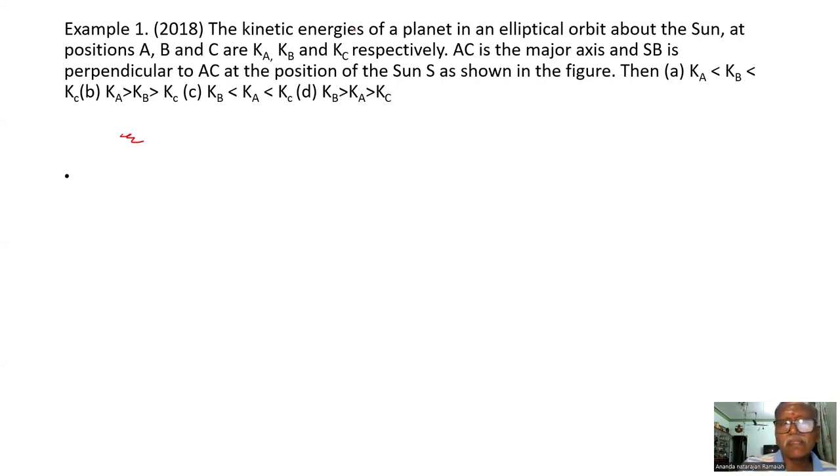The kinetic energies of the planet in the elliptical orbit about the sun at positions A, B, and C are... That is given. So we have to take an elliptical path.